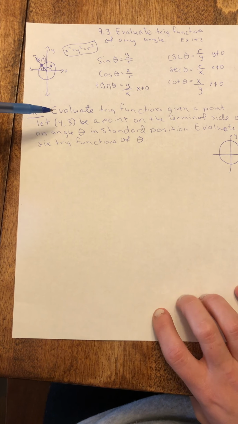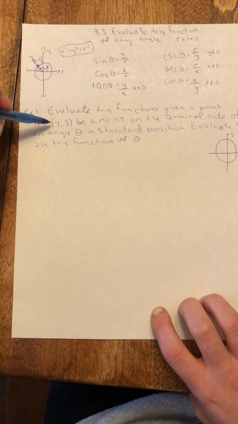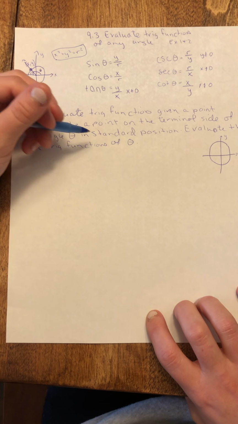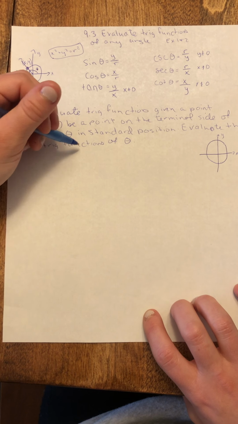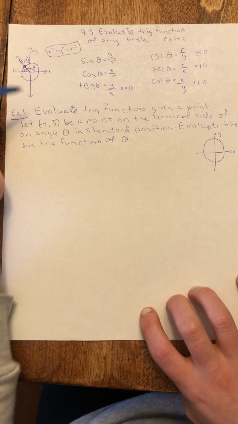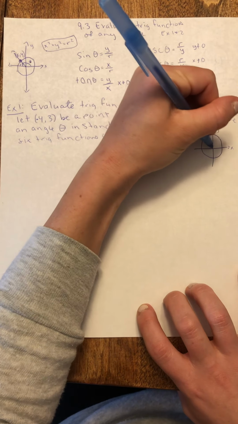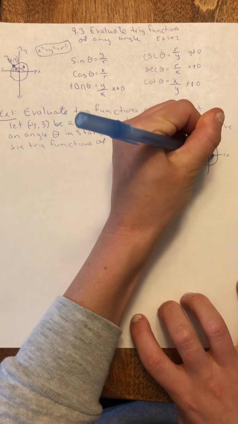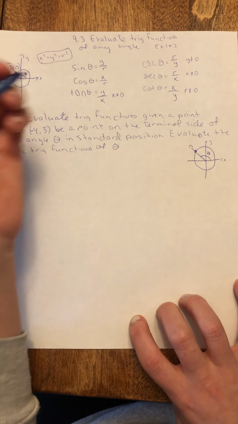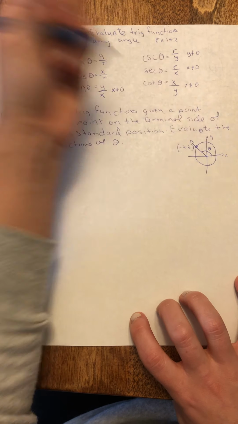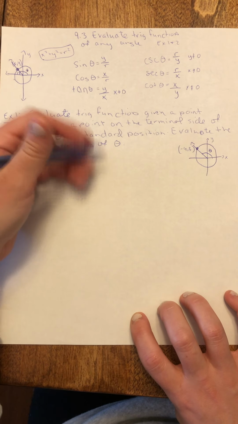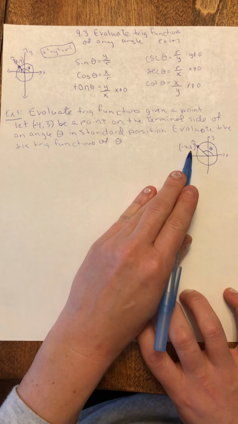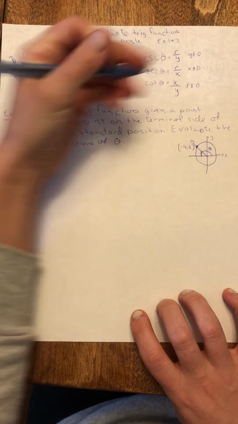So the first one says, evaluate a trig function given a point. Let (-4, 3) be a point on the terminal side of the angle theta in standard position. Evaluate the 6 trig functions of theta. So basically, you're saying you need (-4, 3), which is somewhere in this general direction. So therefore, that is your angle. So (-4, 3). And in order to do all of these things, you need y, you need r, and you need x. So we have x, we have y, we need to find r.